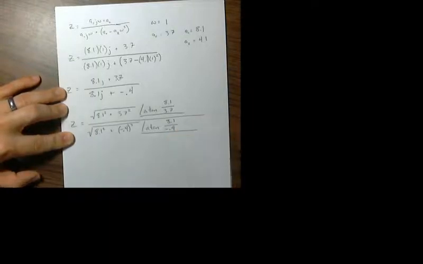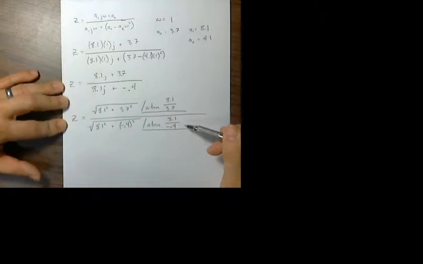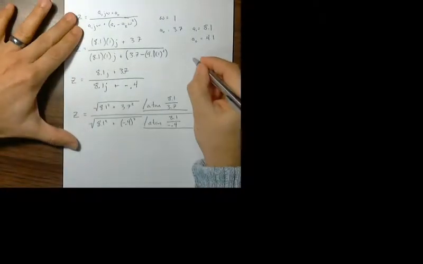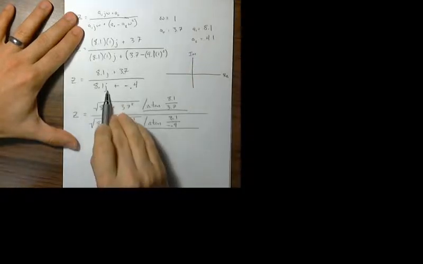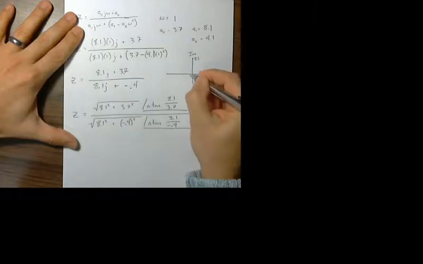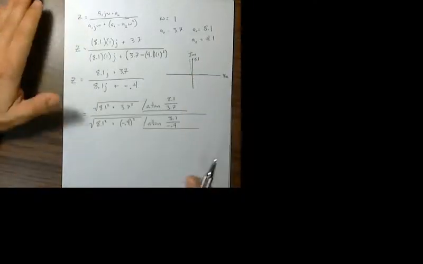All right, now remember, when you have a negative sign in the arctangent, that is a red flag that you need to make sure that you're in the correct quadrant. Let's do a quick sketch. Here's my real axis, here's my imaginary axis. I have an 8.1 in the J, that's positive, so that's up here. And my real is negative, so I'm down here. So the angle I'm going to get needs to be in this quadrant.